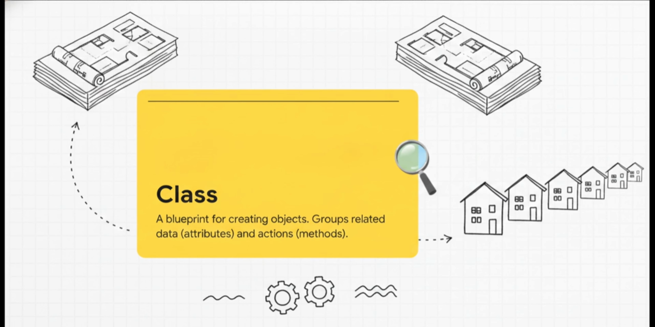It's the architectural plan. Now, I really want to emphasize an absolutely crucial insight here. The class itself takes up zero memory in your application. It isn't the actual physical house you can walk into. It's just the abstract paper drawing that dictates exactly how to build it. But once you have that blueprint drafted, you can use it to build as many houses, or in our case, as many objects as you want, and they will all share that exact same, perfectly organized structure.